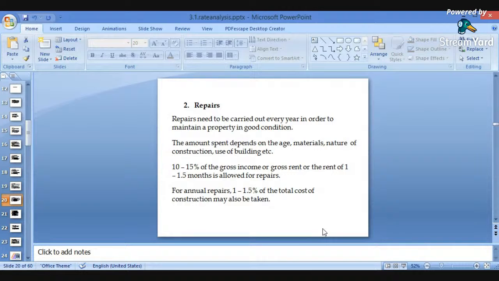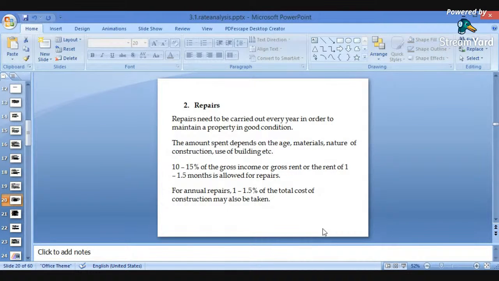Whereas in case of collection from rents, 1 to 1.5 months of rent is allowed for repairs. If the rent has been fixed, then out of the 12 months, 1 to 1.5 months of that rent we can keep aside and use for the repair works.